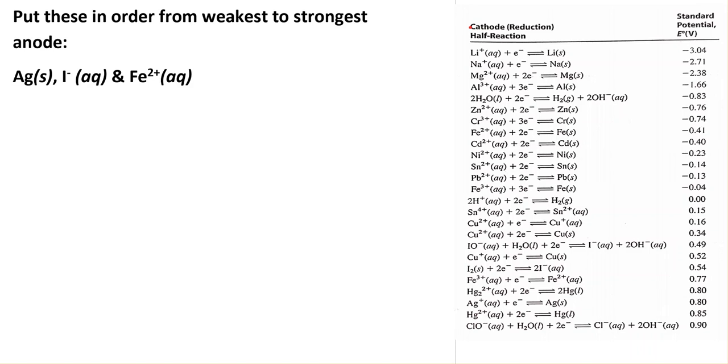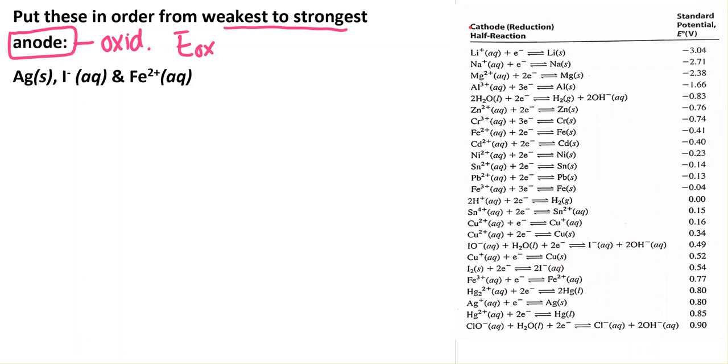We're going to do a few problems where we're just using our potential charts. And again, let's see what it's asking. We should notice that it's asking for the weakest to strongest anode. And when we know anode, we know we're talking about the oxidation reaction. In other words, we're going to be comparing their oxidation potentials.